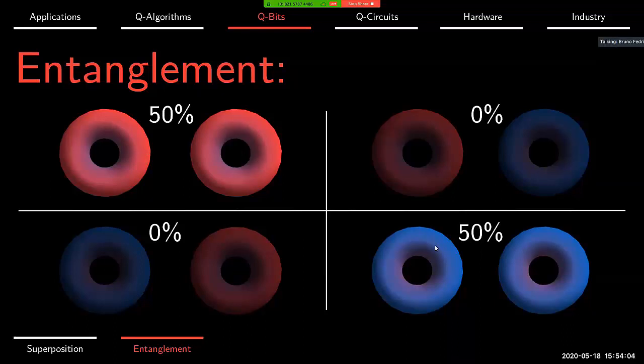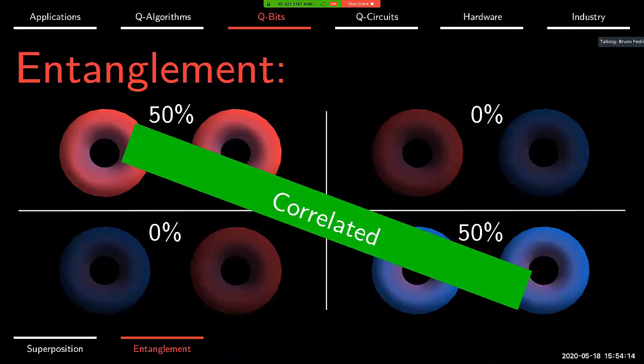And same here, if you measure the second one in the blue configuration, you already know the first one is now in the blue configuration as well. So this is what we call entanglement. So this is perfectly correlated. You can also change to 70-30, it's still correlated, but more often you will get red instead of blue.